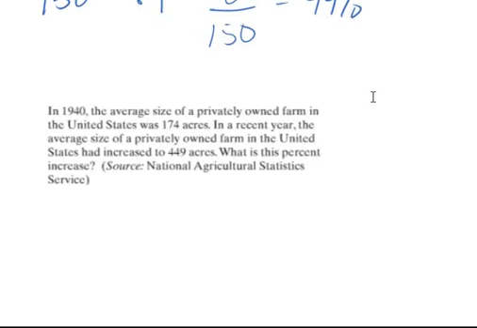All right. I'll try the next one the same way. It says in 1940, the average size of a privately owned farm in the United States was 174 acres. In a recent year, the average size of a privately owned farm in the United States has increased to 449 acres. What is the percent increase? So again, first thing I want to point out, I don't need to know the number 1940. It's not relevant in terms of my problem. The numbers that are relevant are my numbers 174 and 449.